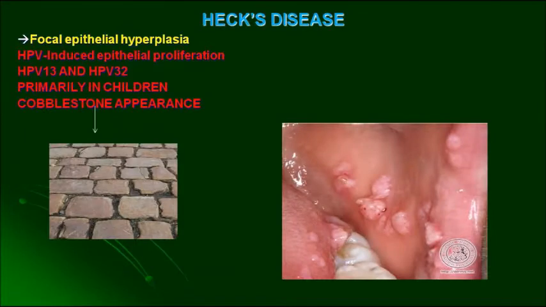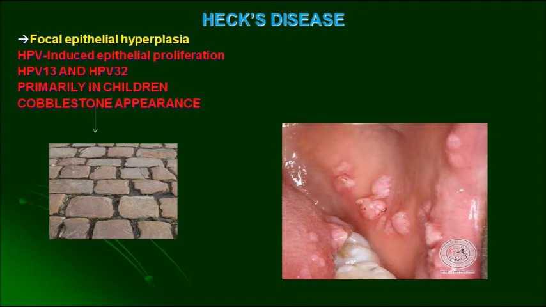Coming on to Hicks disease. This is the last one within the oral mucosa, the developmental disturbance. Hicks disease is very, very important, otherwise known as focal epithelial hyperplasia. It is actually a viral infection caused by human papilloma virus 13 and 32. So that is very important. I have given it in red.